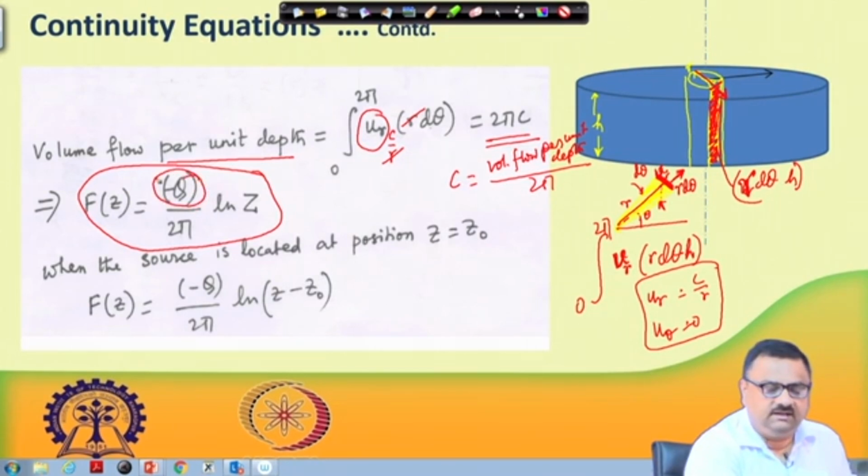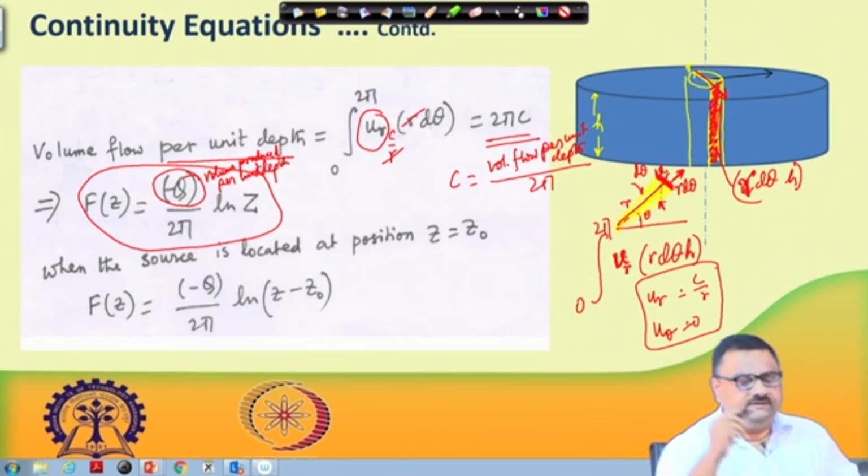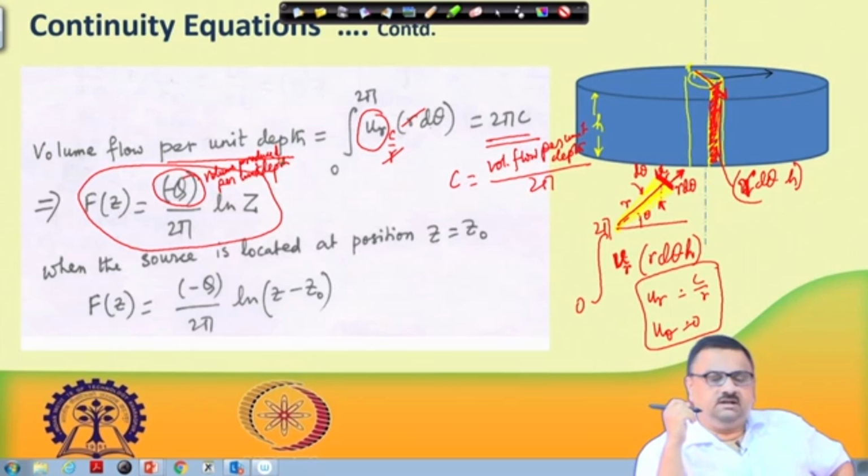So, this is basically the volume produced per unit depth. This is how one can write the complex potential for a source, the elemental flow for a source: q, or volume produced per unit depth, divided by 2 pi, times ln z, when the source is located at position z is equal to z0.